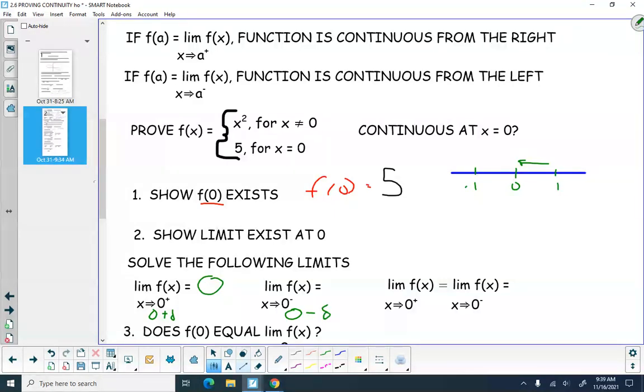So this is 0 minus delta. So we have negative 0.1, negative 0.01, negative 0.00000001. What's our y value getting closer to? Also 0.